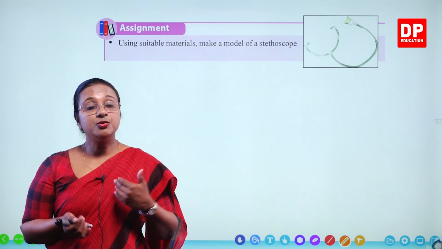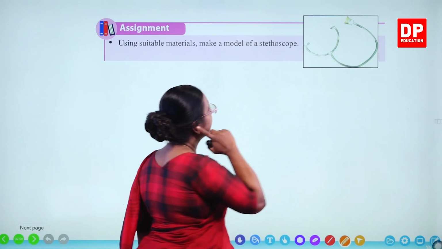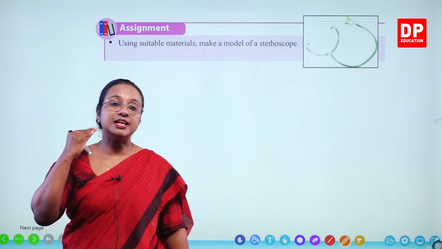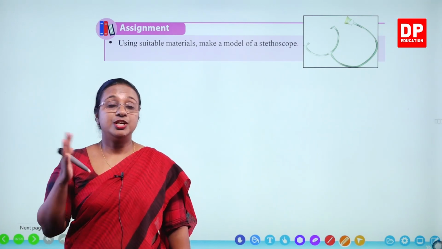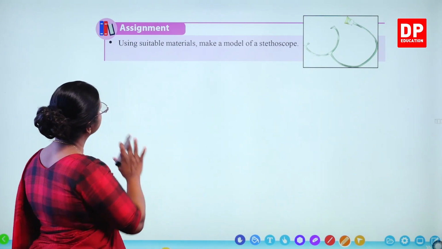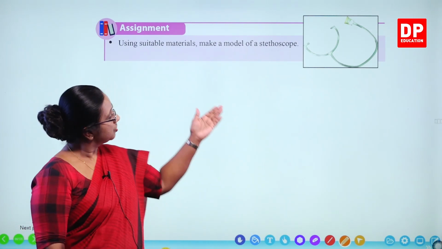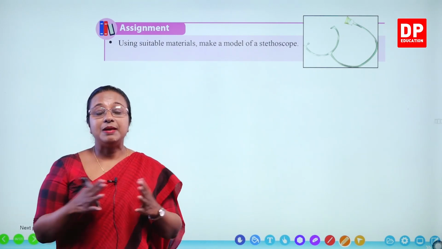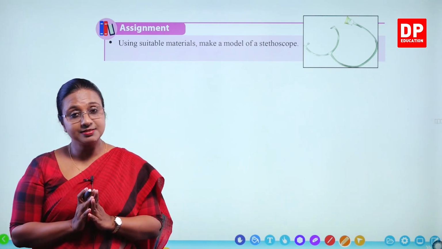So, what do they do? They insert one part of the stethoscope into the ear, and the other end is kept near the heart so that they can listen to the heartbeat, the rhythm, very clearly. So, in order to diagnose diseases, doctors do that. What they want you to do is make a model of a stethoscope. That is a simple structure. Here, it looks simple. Normally, the medical ones are very sophisticated, but here you can make a simple model.